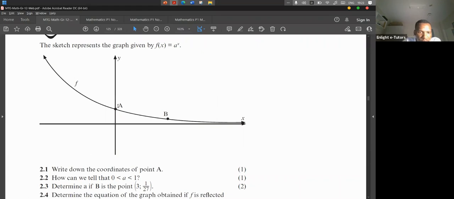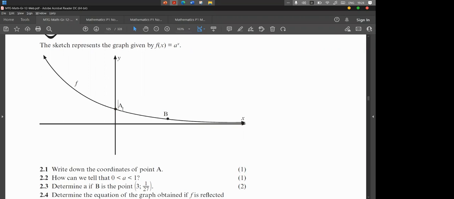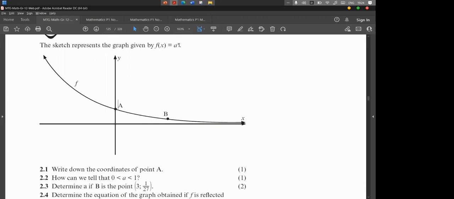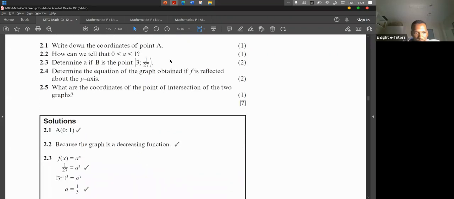You are given the point A. They say write down the coordinates of A. The coordinates of A are 0 and 1. So if you already have the coordinates of this one, you can get A by substituting the coordinates here. The y coordinate is 1. The x coordinate is 0. So you can get A. What is your A? Which means you can just use the logarithm.